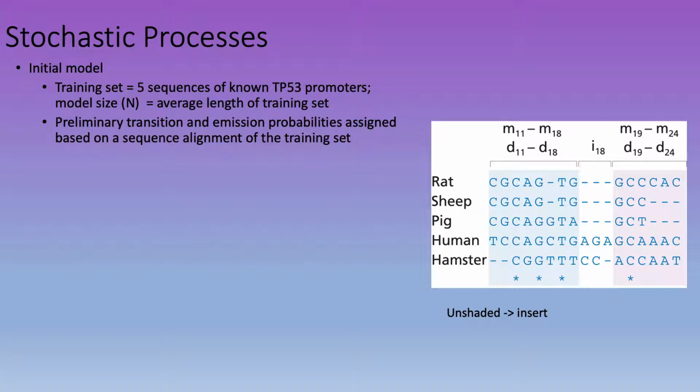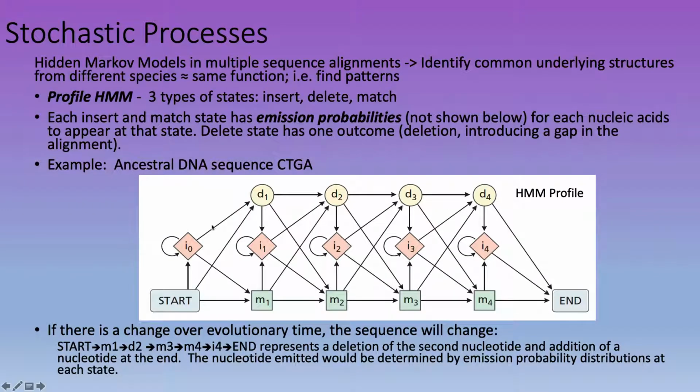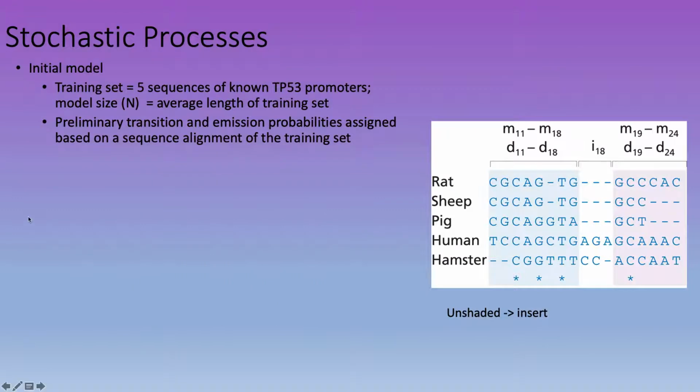So the initial steps involved in this process are that we build an initial model. The key thing to keep in mind is that the model we're going to be building will look something like this, with insertion, deletion, and match states. This is the kind of model we're going to be building. So the first thing is we need a training set.